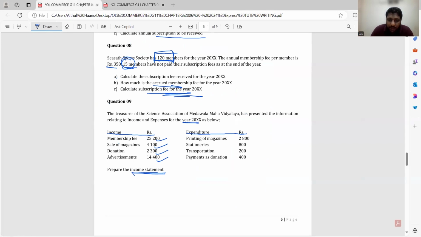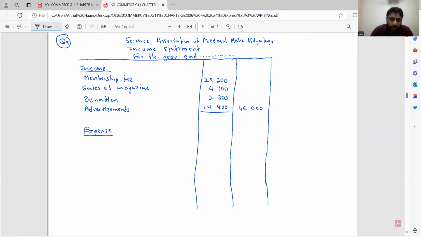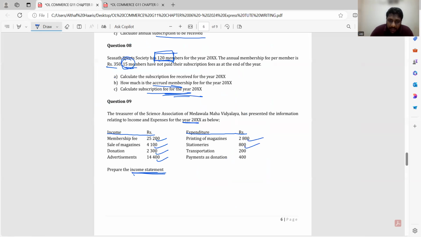Printing of magazines 2,800. Stationaries 800.